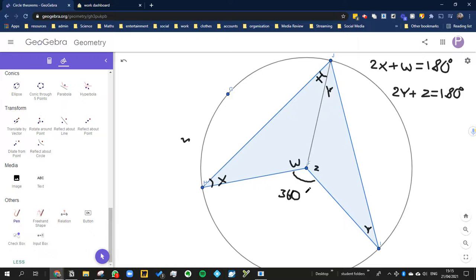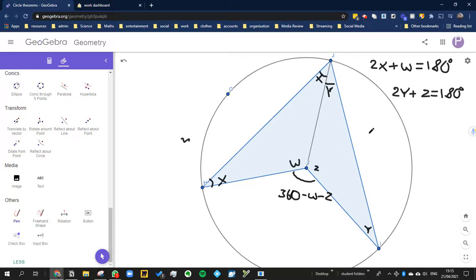360 minus w minus z. And what we want to try to do, I guess, is say that this angle is the same as this angle. This angle up here is x plus y, basically, isn't it? And so we're going to say this is hopefully equal to x plus y. So, okay, how are we going to go about doing this?